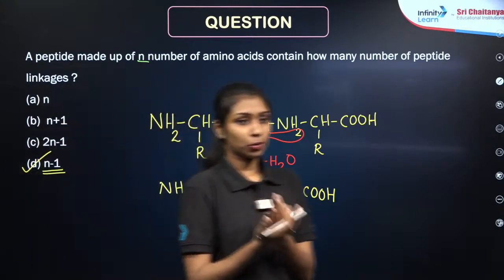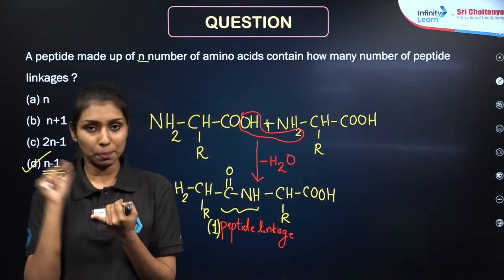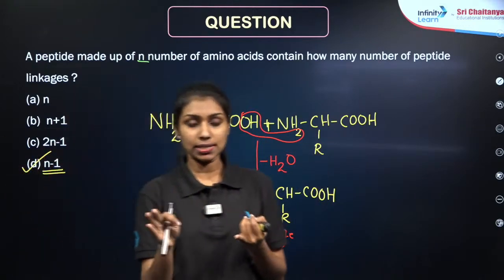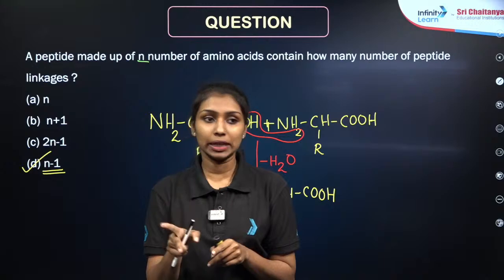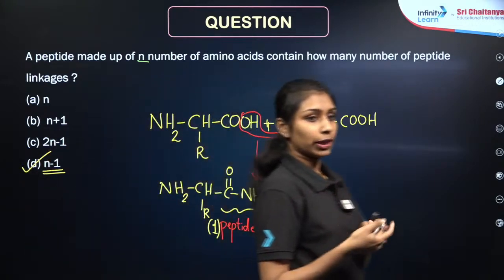So if you are taking 3 amino acids here, that particular peptide is known as a tripeptide because it is made up of 3 amino acids, but it will form 2 peptide bonds, right? 2 peptide bonds because 3 minus 1 is equal to 2, n minus 1. Clear?